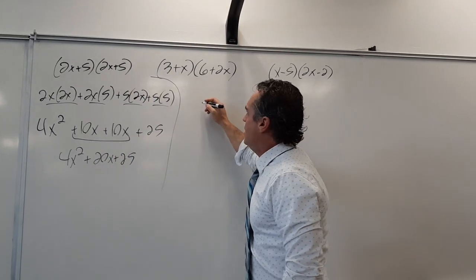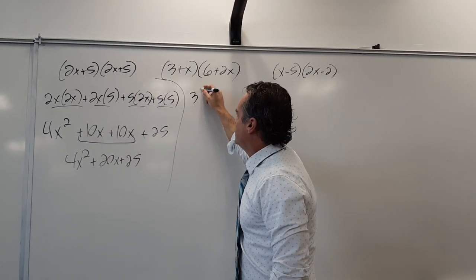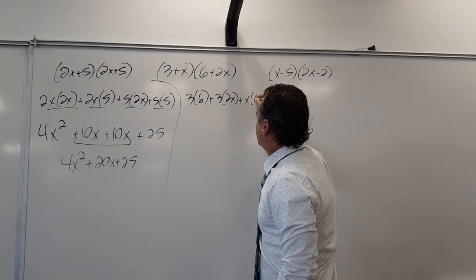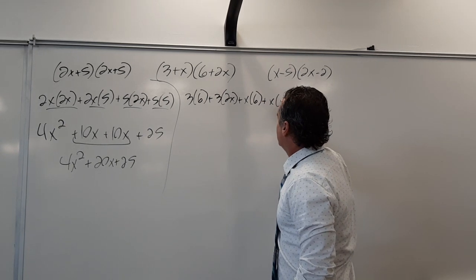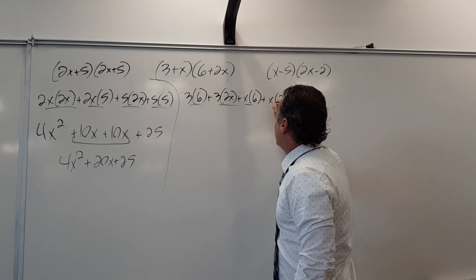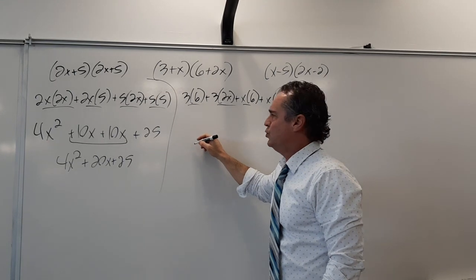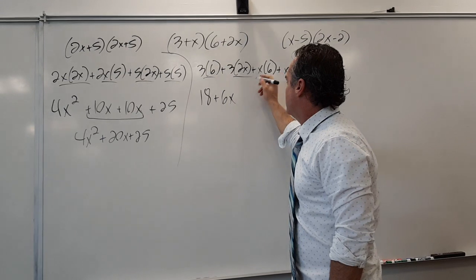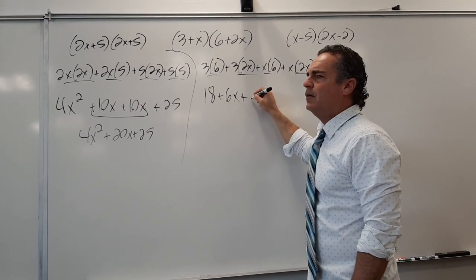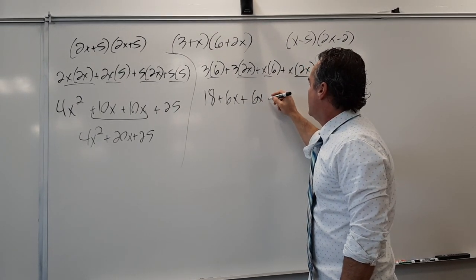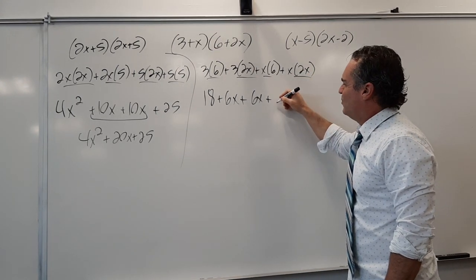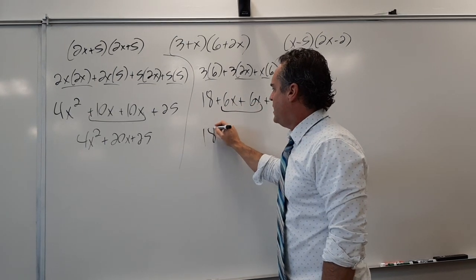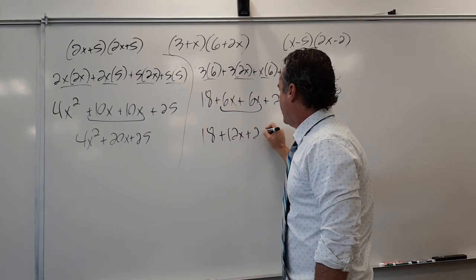Okay, this one here. I have 3 times 6 plus 3 times 2x plus x times 6 plus x times 2x. I have 4 monomial times monomial products. 3 times 6 is 18. 3 times 2x is 6x. X times 6, we put the number in front of the variable: 6x. And then numbers with numbers, 2 and 1 makes 2, and x times x makes x squared. We combine the middle terms: 18 plus 12x plus 2x squared. Can I tell you?